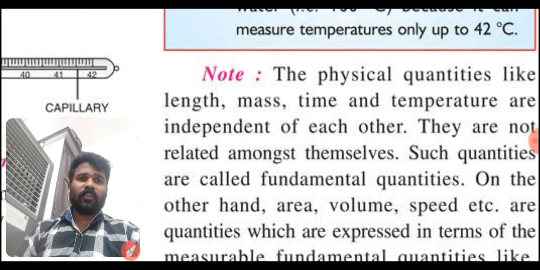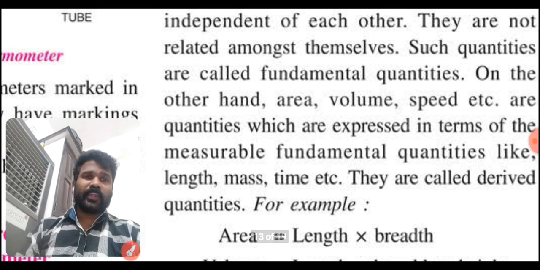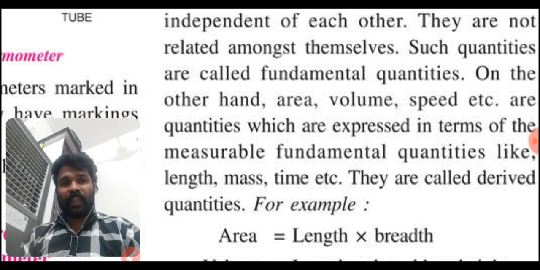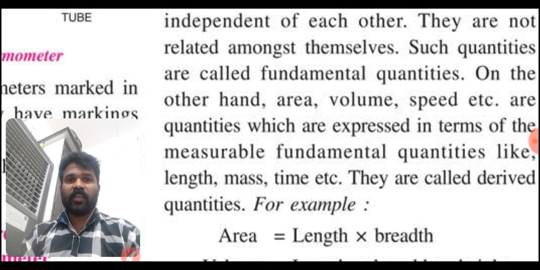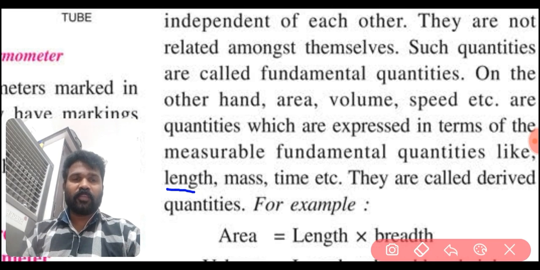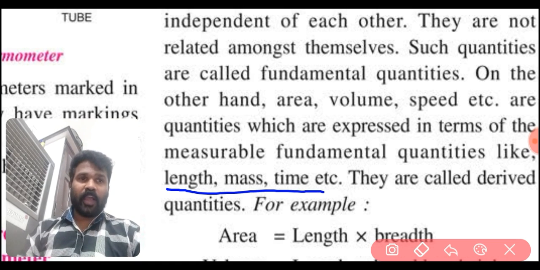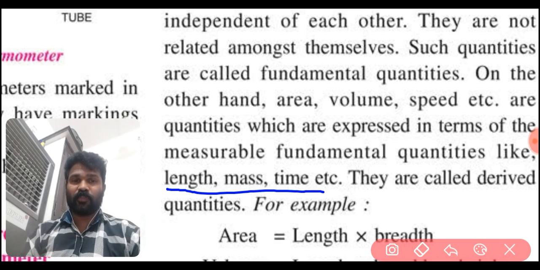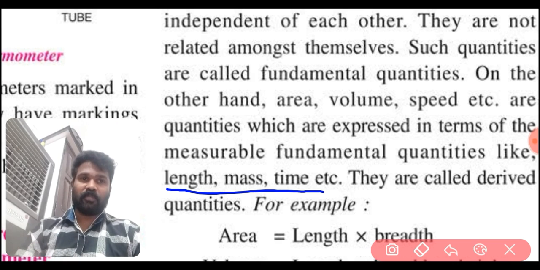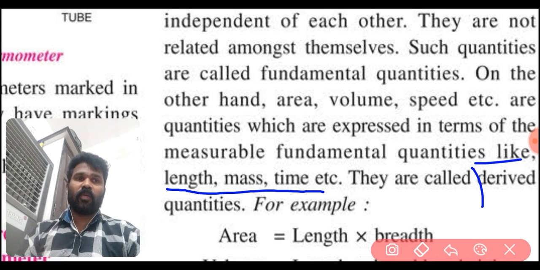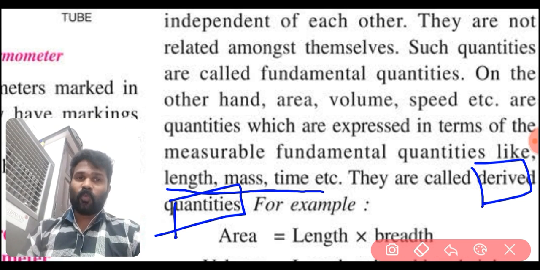are quantities which are expressed in terms of the measurable fundamental quantities like length, mass, time, etc. Area, volume and speed are quantities expressed in terms of the measurable fundamental quantities like length, mass, time, etc. They are commonly called derived quantities.